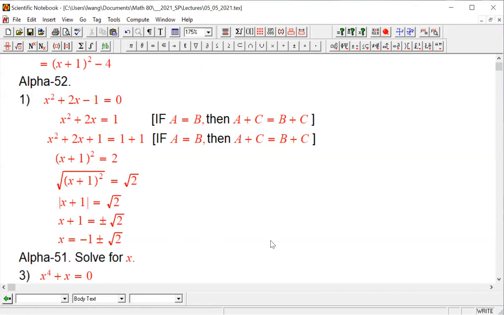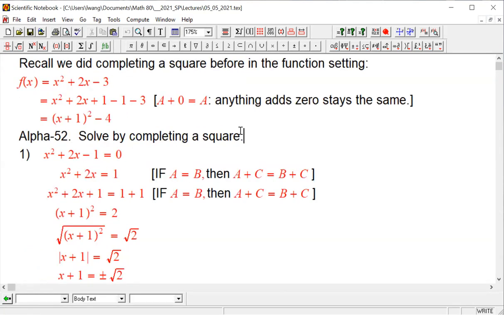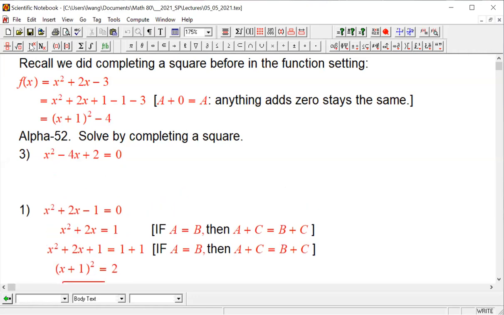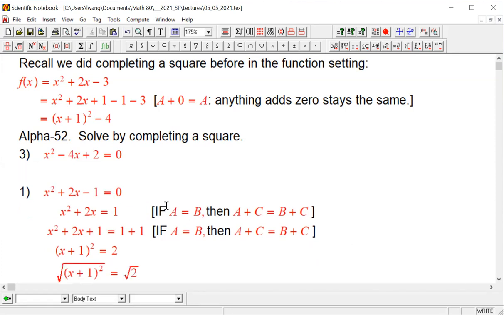I hope you're not scared. Don't be shy. Solve by completing a square. Know the difference. Everybody's doing number 3, and I'm asking you to submit your work. x squared minus 4x plus 2 equals 0, by completing a square. You see the difference.